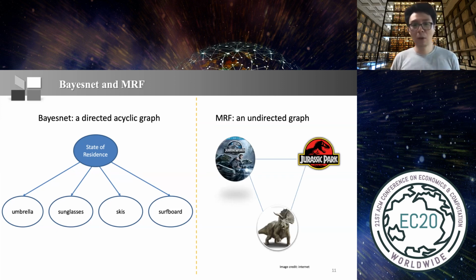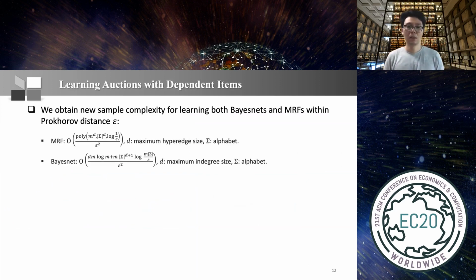In an MRF, the model is represented by an undirected graph, and now you can have cycles. Again, the nodes are the variables. If there's an edge between them, that means these two variables are dependent. Okay, so these are the two models we considered.